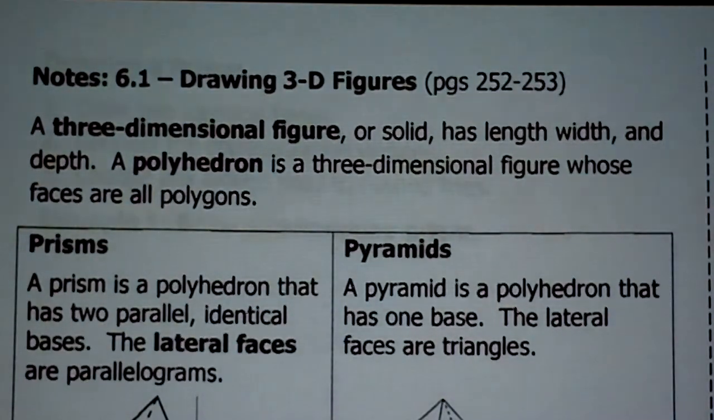A three-dimensional figure is called three-dimensional because it has length, width, and height, or sometimes height's referred to as depth. It's a solid. A polyhedron is a three-dimensional figure whose faces are all polygons. I'm sure you've heard the term polygon before.